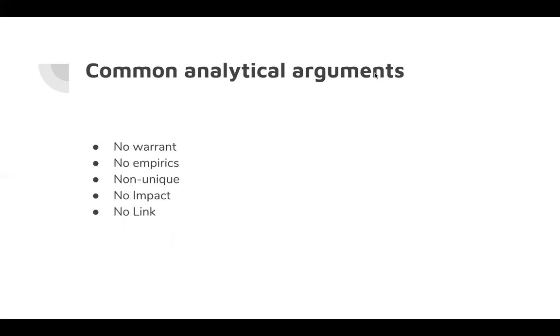Now on to common analytical arguments. No warrant, meaning that the reasoning is bad. No empirics, meaning that nothing in the past has led to the assumption that this will happen. And there's non-unique, meaning that it happens in both worlds regardless. You don't solve for the impact. No impact is just that the bad thing you claim will happen won't happen. And no link is just there's no way that the impact will happen regardless, because the probability is extremely low because of the situation.